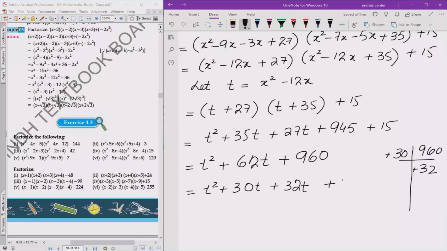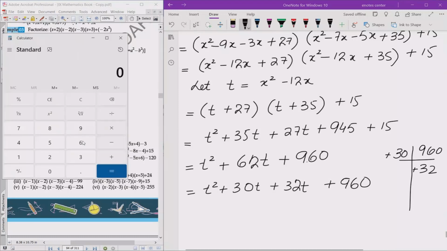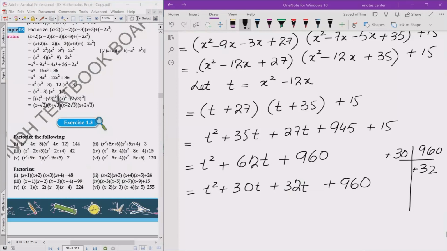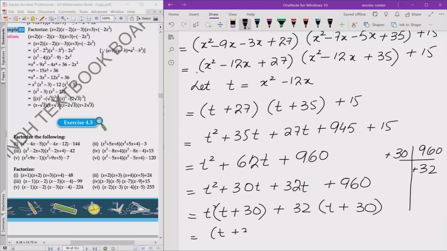Okay, you can take a calculator for solving this factor. Like if you divide 960 by 30, we will get 32. So now if you add 30 and 32, we get the answer 62. Or if you do some practice, you will see how you can solve by using middle term break. So t is common here, so here we have t plus 30, and here we have 32 common. So t plus 30 is remaining. Now we have t plus 30 and t plus 32 remaining.